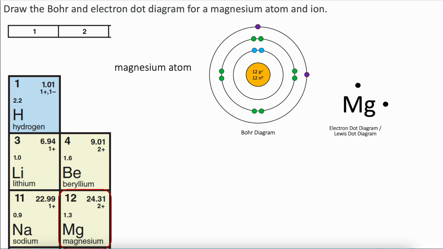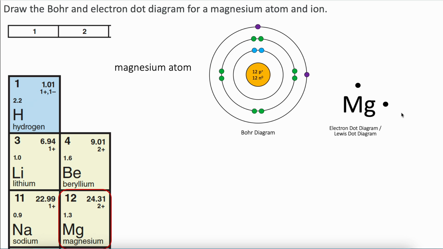Now when we draw the electron dot diagram or Lewis dot diagram, we're just drawing those outermost electrons, or the valence electrons. And here we see them in purple. There are 2 of them. So in that electron dot diagram, I place those 2 electrons there.